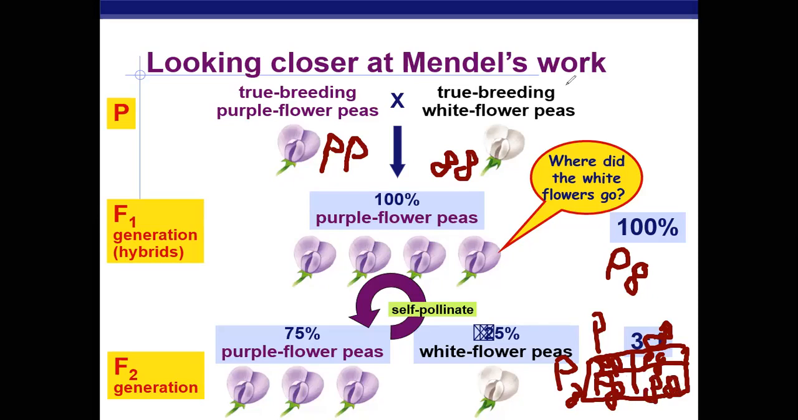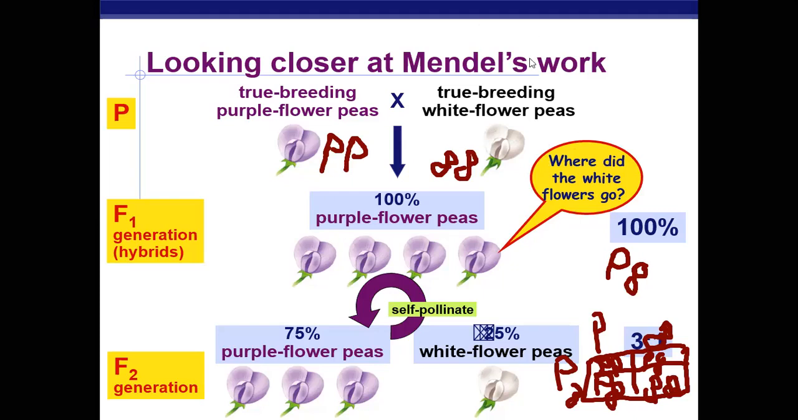And it doesn't matter what trait you are looking for, it happens in that ratio for every true breeding parent that we have ever tested. So that's wonderful. You already know that if you have a true breeding purple and a true breeding white or a true breeding whatever and a whatever, your F2 generation is going to come up with a ratio of 3 to 1.